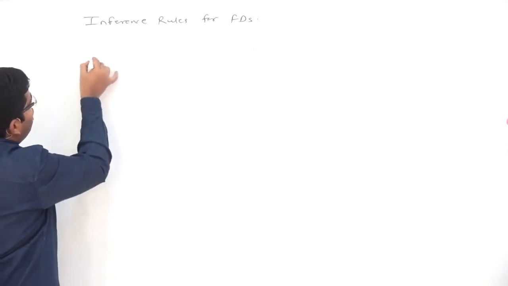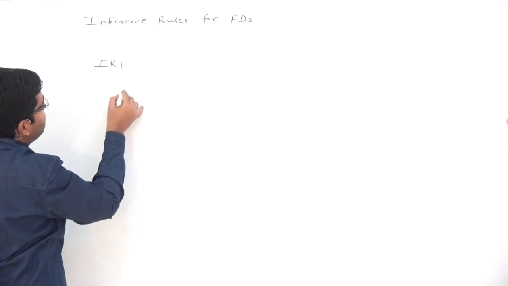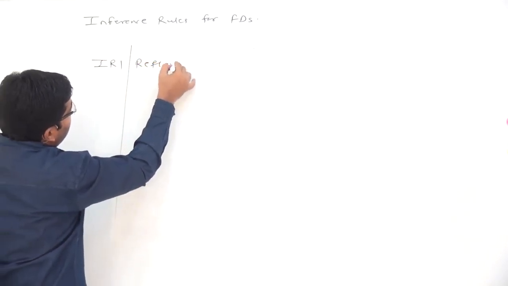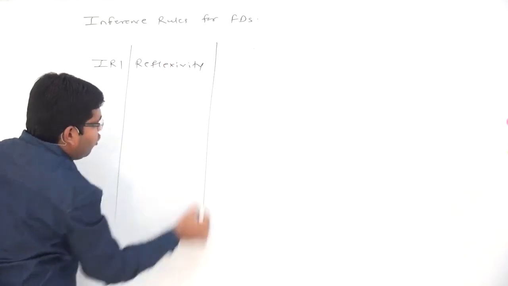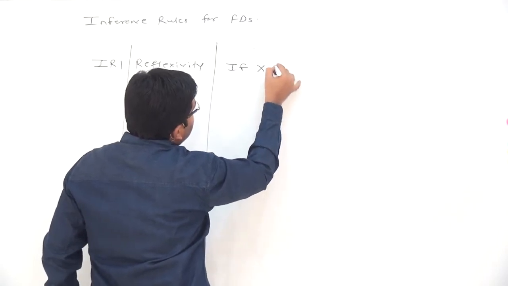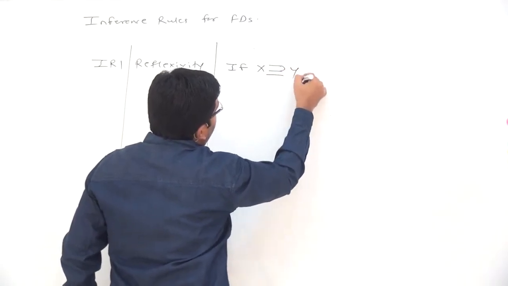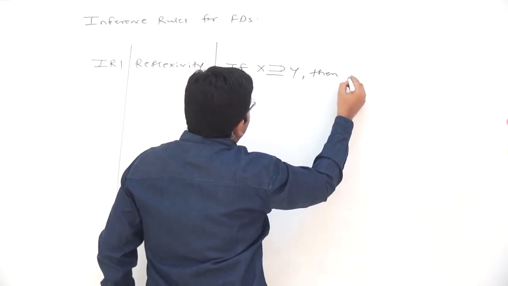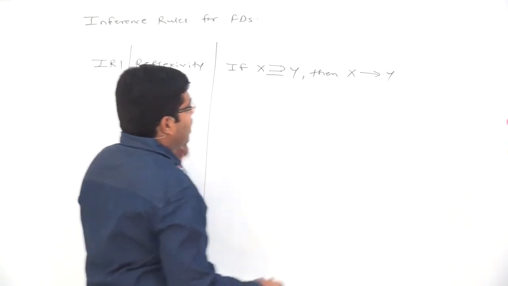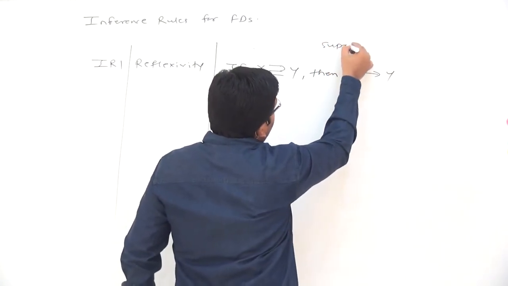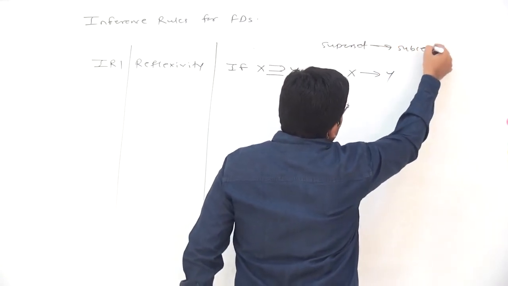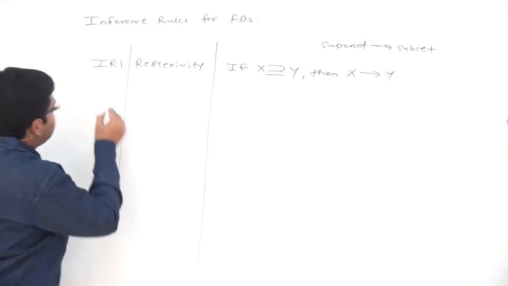Okay, the first one was IR1, called reflexivity. The rule is, if X is a superset of Y, then you can say X gives Y. This rule can also be written as: any superset functionally determines a subset, always.